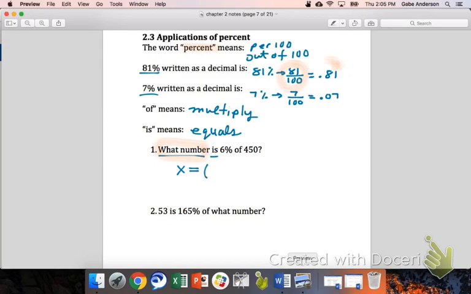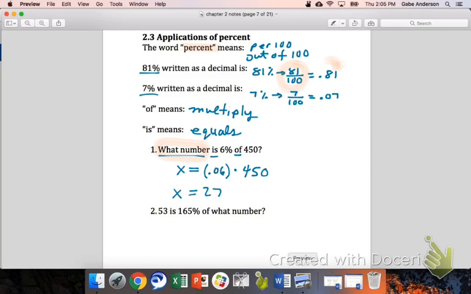So 6% as a decimal would be 0.06. The word "of" means multiply, and then we have 450. Okay, so to actually find what x is, we're going to go ahead and use our calculators and evaluate that. So 0.06 times 450 ends up being 27. So that's the answer to the question. What number is 6% of 450? 27 is 6% of 450.